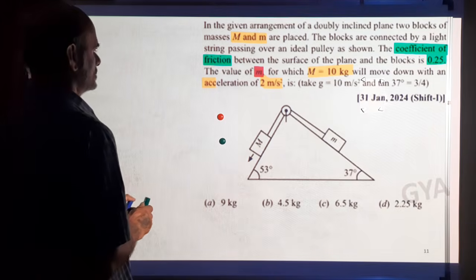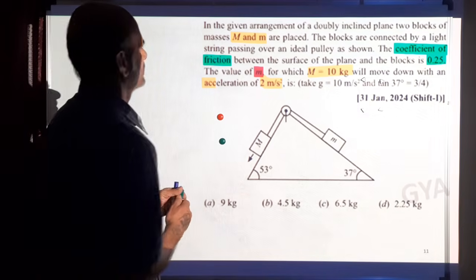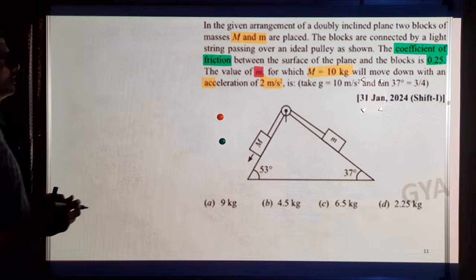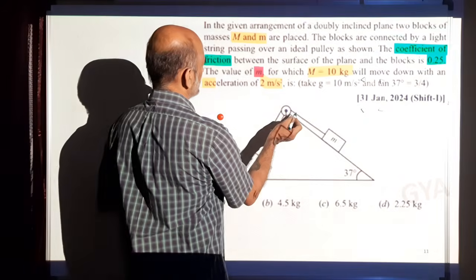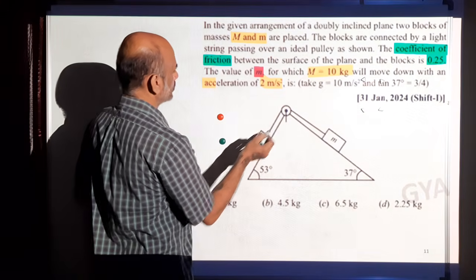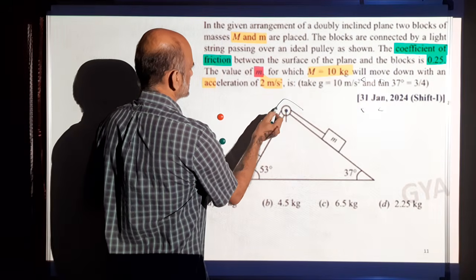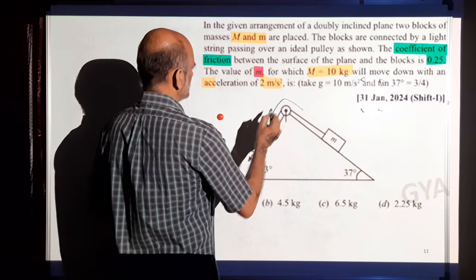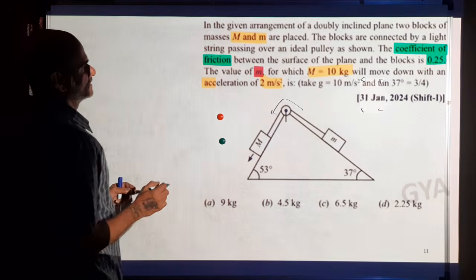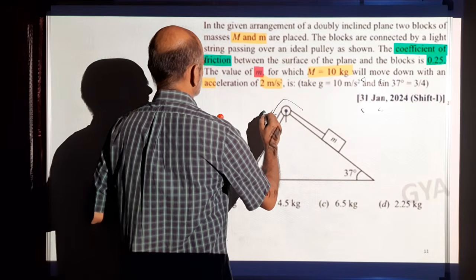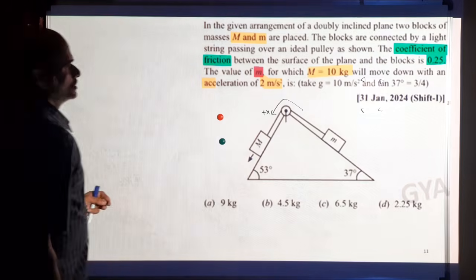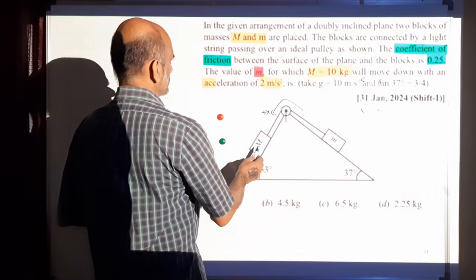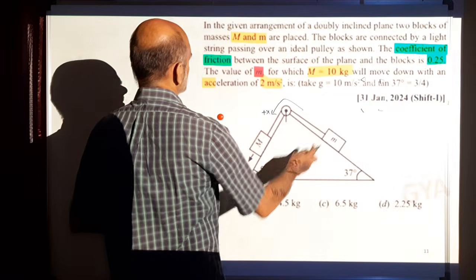There is one shortcut way of solving this problem. We can assume the x-axis to be flexible along the string, and this is moving like this. So I'll take the x-axis to be like this. It's a flexible x-axis. It's possible because the string is flexible, and this is the positive direction of the x-axis. And I consider the blocks m and M and the string as one system.